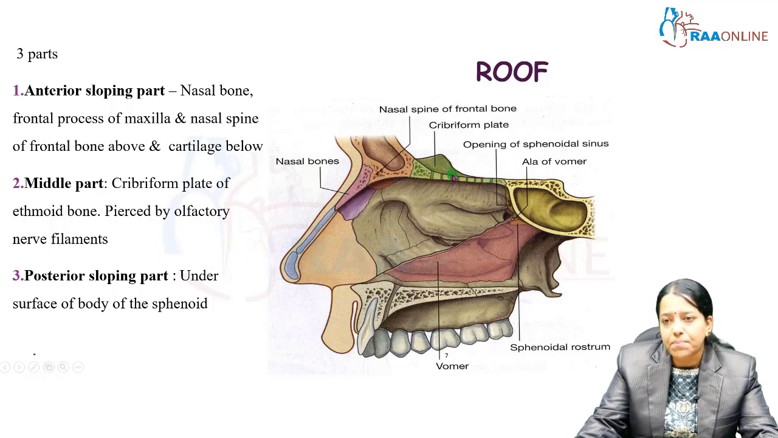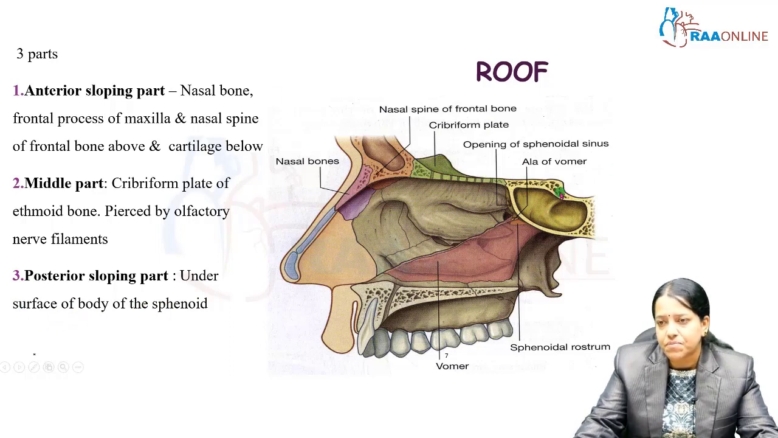In the middle part you have the cribriform plate of the ethmoid, which is pierced by the olfactory nerve filaments. A lot of filaments pierce it, and they are called the olfactory nerve filaments. Then we have the posterior sloping part, which is the undersurface of the sphenoid. This is the sphenoid over here, and its undersurface is the posterior sloping part.